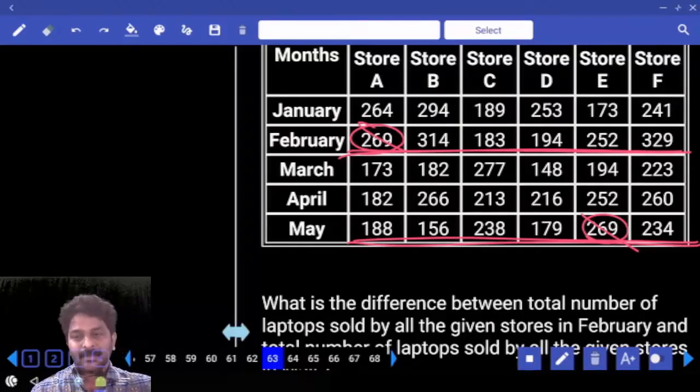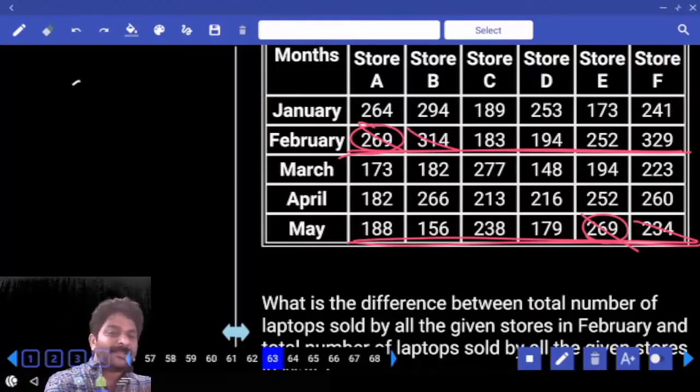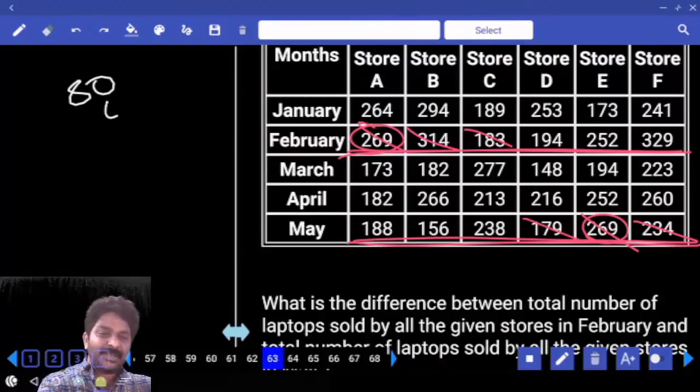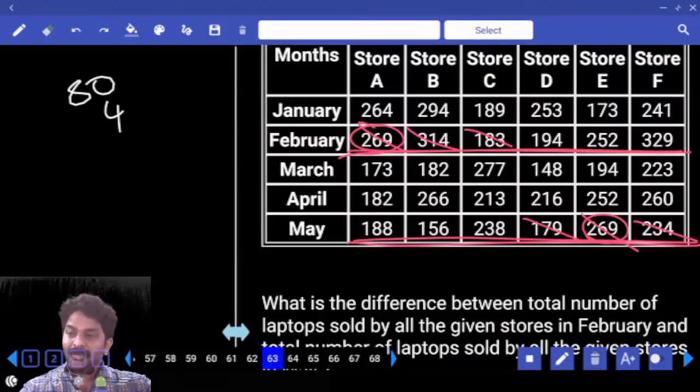Okay, now, 269, 269 cancel. Is that okay? Next, 314, from this I'll subtract 234. That gives me 80. Come on. Next, 183 minus 179. That gives me 4. 194 minus 188. That is 6. Come on.